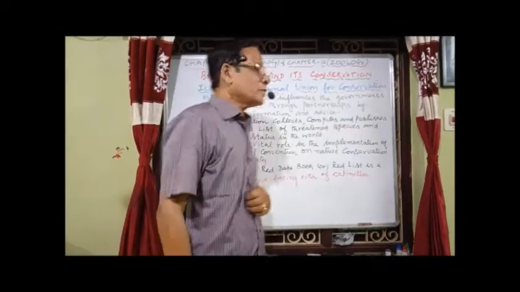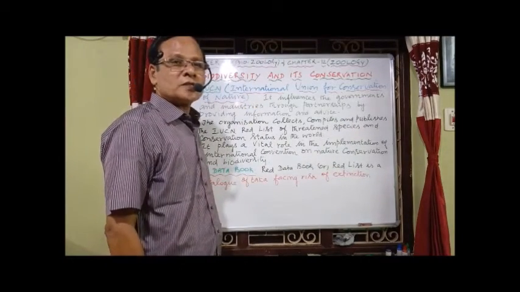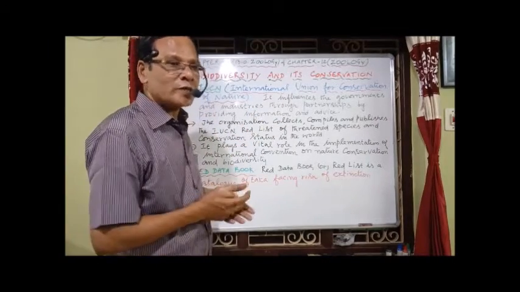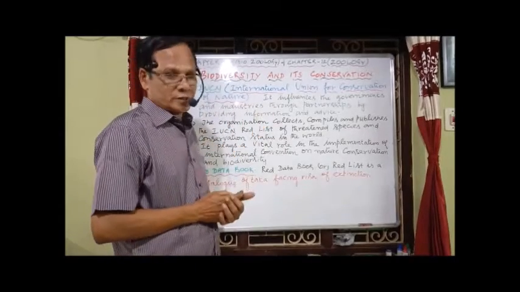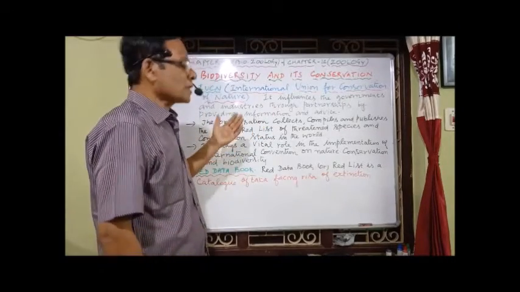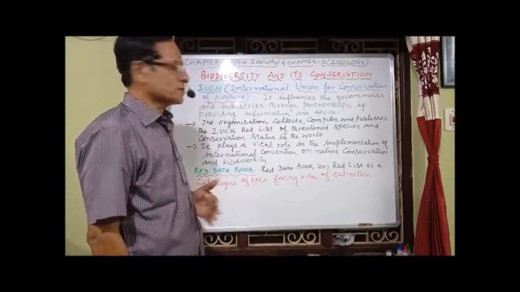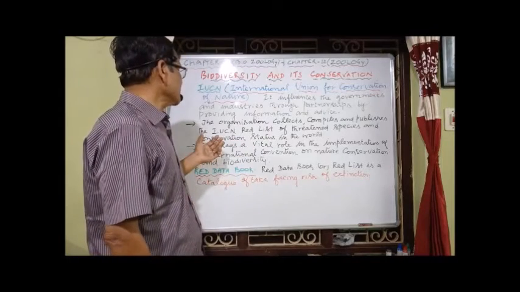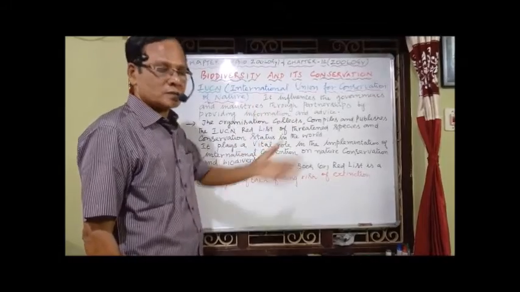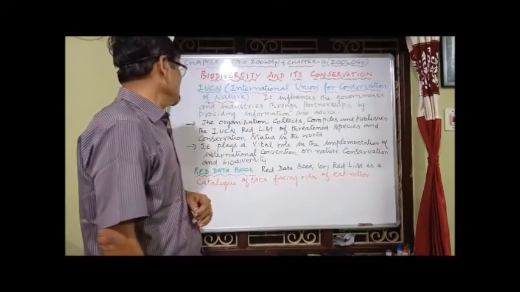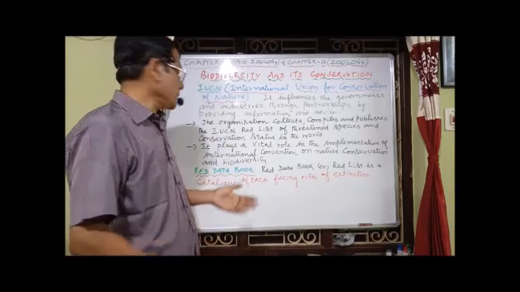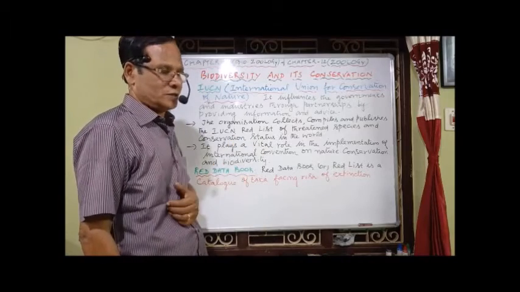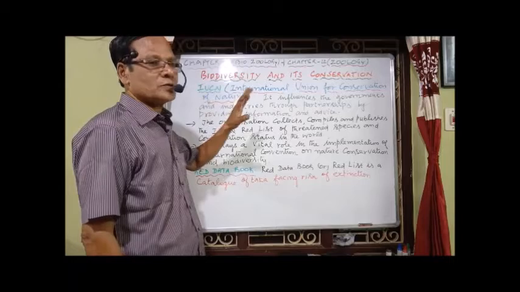The other aspects of IUCN. It influences governments and industries through partnerships by providing information and advice. Then the organization collects, compiles and publishes the IUCN Red List of threatened species as well as the conservation status in the world, how far they are being conserved. Then it plays a vital role in the implementation of international conventions on nature conservation and biodiversity. These are all the different aspects of IUCN.